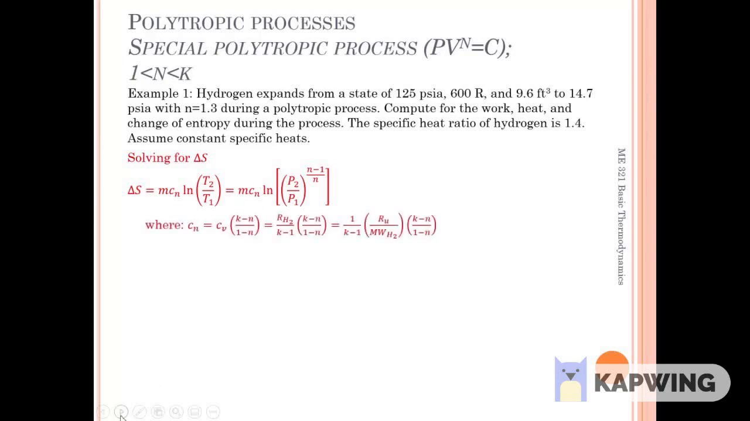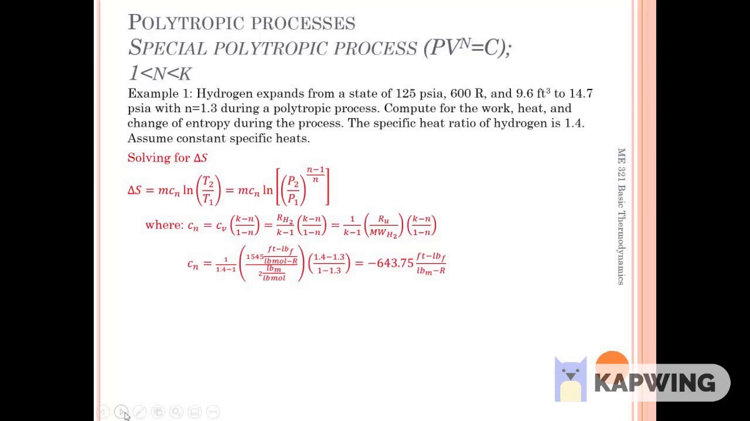C sub n can be computed using this formula. Since we do not know the value of the specific heat at constant volume of hydrogen, we replace it by the ratio of the specific gas constant of hydrogen over k minus 1. Finally, we also replace the specific gas constant of hydrogen by the ratio of the universal gas constant and the molecular weight of hydrogen. By substituting all the known values in this formula, we will finally be able to find the value of C sub n, which is equal to negative 643.75 foot-pound force per pound mass Rankine.